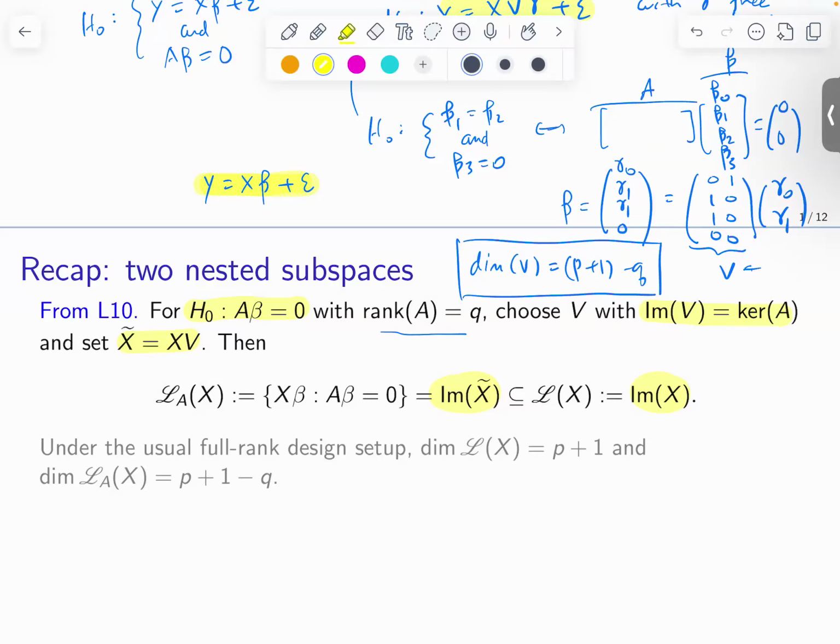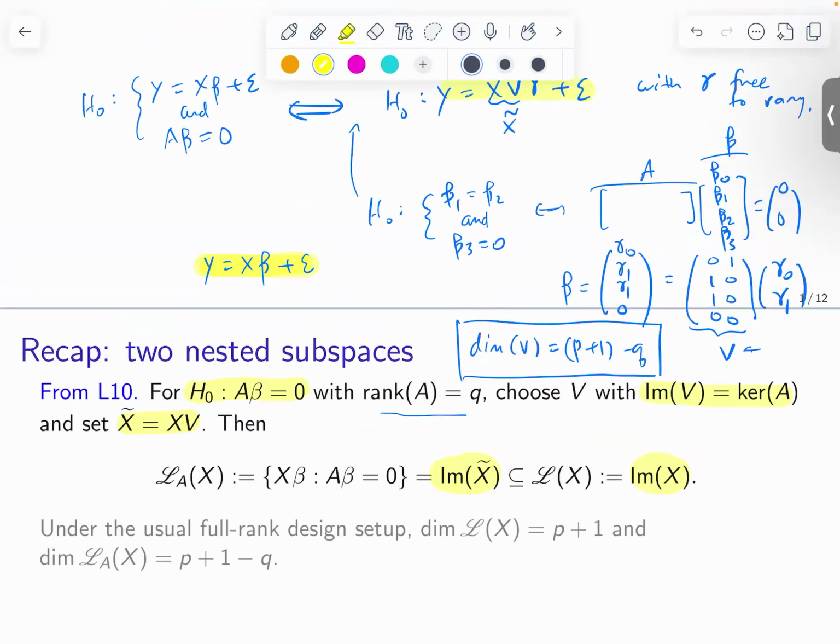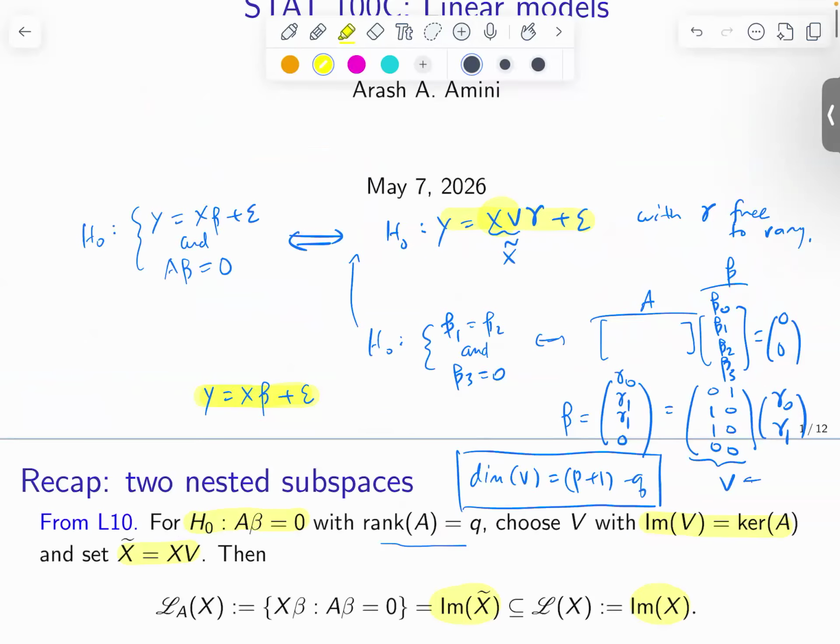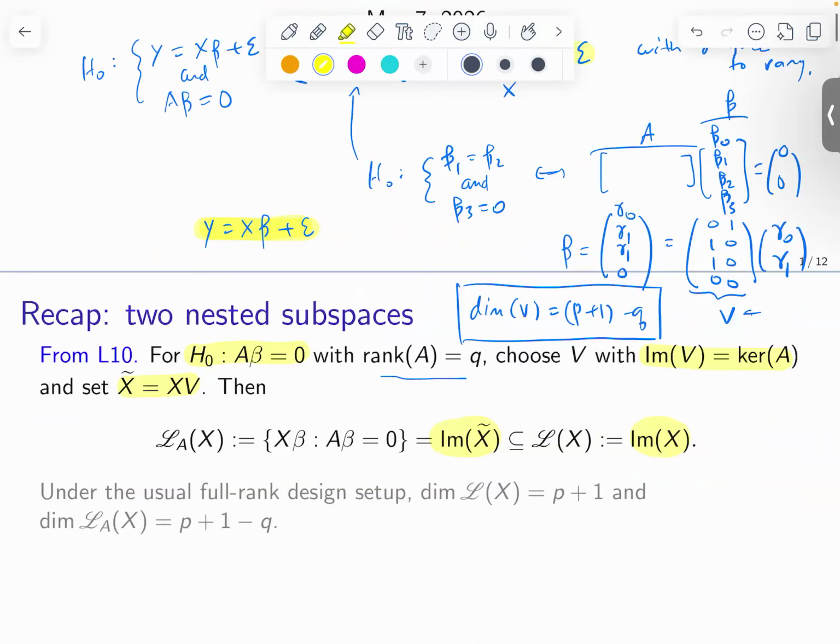So why is that? Again, we discussed this last time. If you do it, the columns of x tilde would be linear combinations of the columns of the original design. And so any linear combination of the columns of x tilde would be another linear combination of the columns of x. So anything in the image of x tilde would be in the image of x. So we have this nested subspace behavior, which we're going to use.